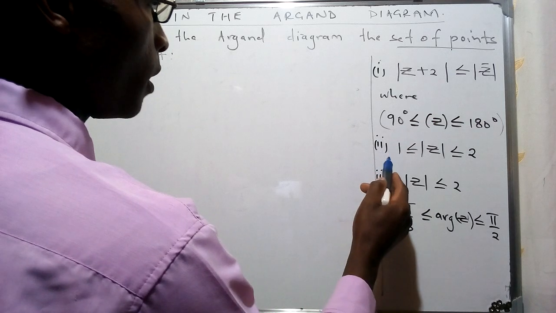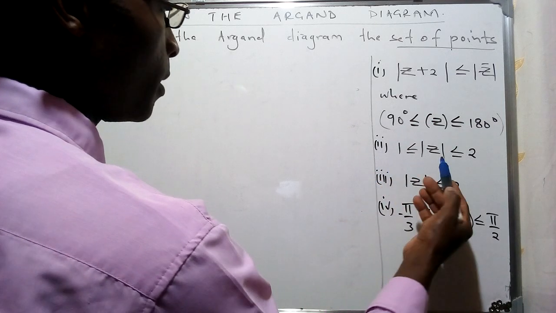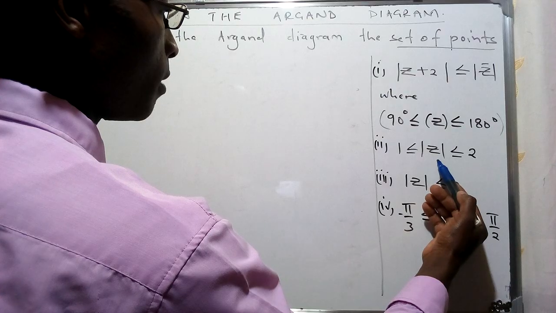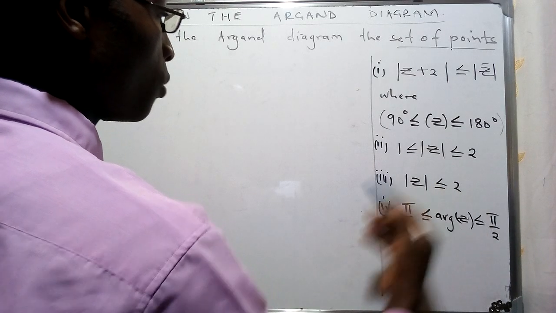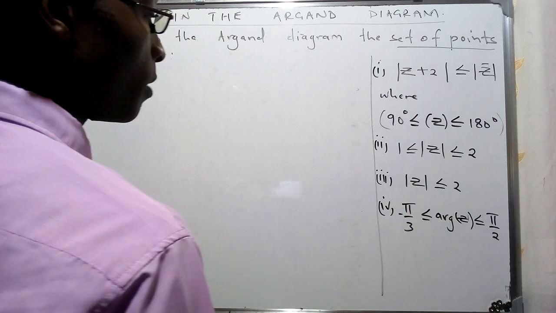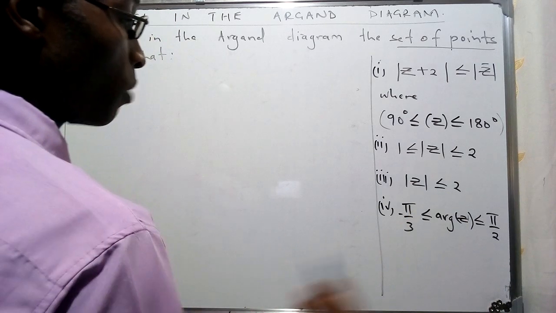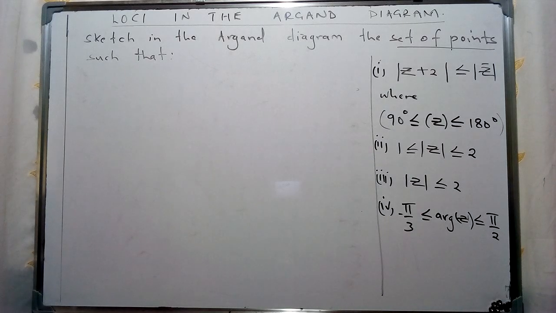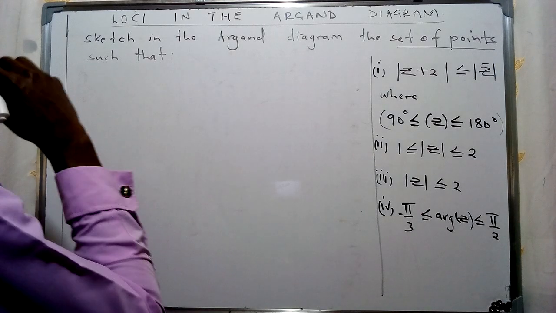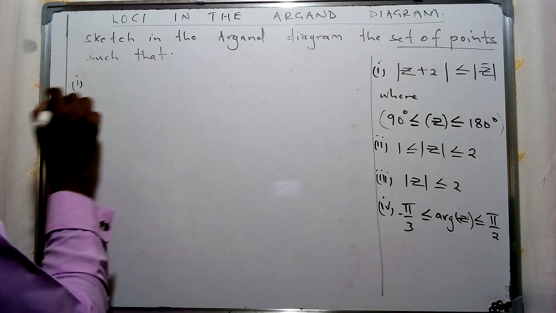Now, for the second one, we're also going to look at the magnitude of this phase of Z, which is going to range between 1 and 2. This is the magnitude of Z, which is equivalent to or smaller than 2. And lastly, this is the specific argument which I've given. Now, we'll consider having the solution of the first option given as such.